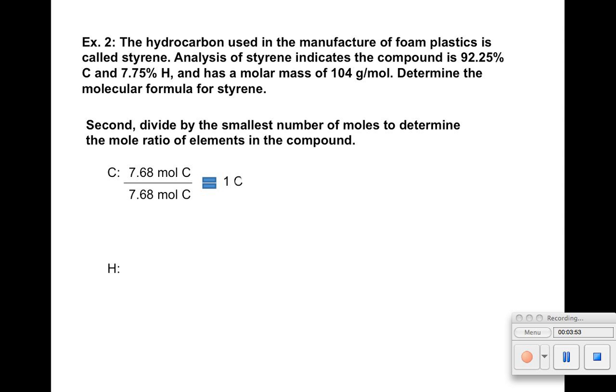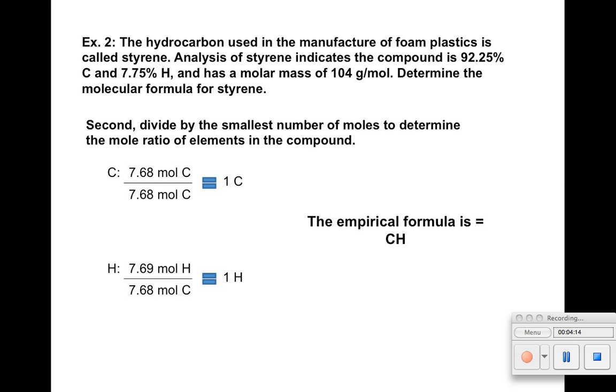When we do hydrogen from the previous slide, we calculated 7.69 moles of hydrogen from the mass that we were given, and we're going to divide that by the least number of moles, which was the moles of carbon. So when we do that and we round, again, we get about 1 mole of hydrogen. So our empirical formula for styrene is CH. 1 carbon, 1 hydrogen. When we look at our question now, this is not the answer to our question.